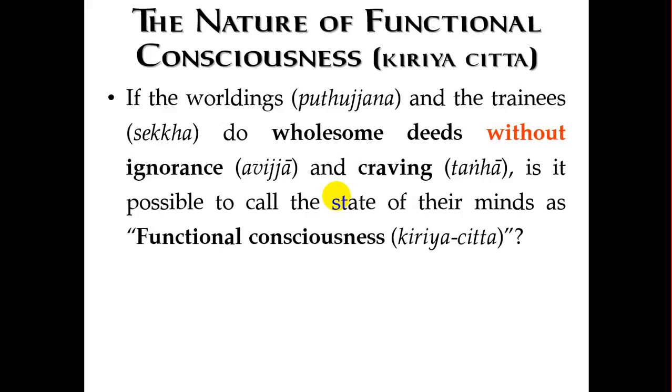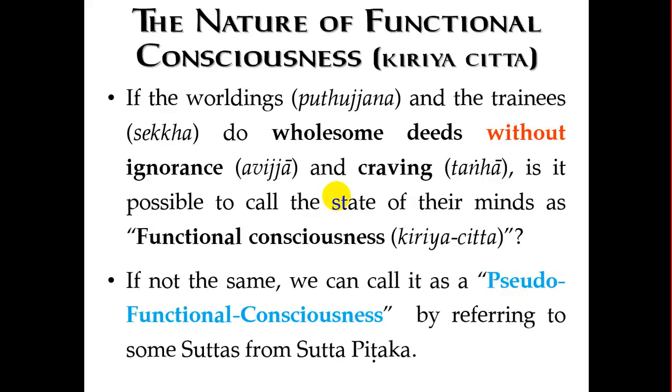If the Puthojana, the trainee, do good things without ignorance and craving, we can call their mind a functional consciousness. Of course, we have two types of functional consciousness, right? Five door adverting and mind door adverting. How about the other one? We can call the state of our mind when we are doing good without ignorance and craving, if not the same, a pseudo-functional consciousness, or copy functional consciousness, by referring to some Sutta from the Sutta Pitaka. Pronunciation? Pseudo, right? Pseudo-functional consciousness.